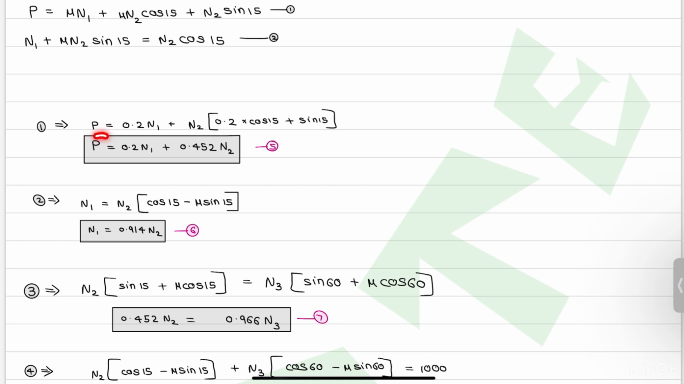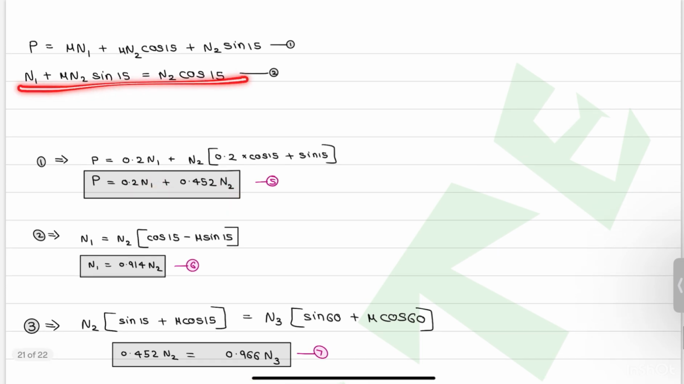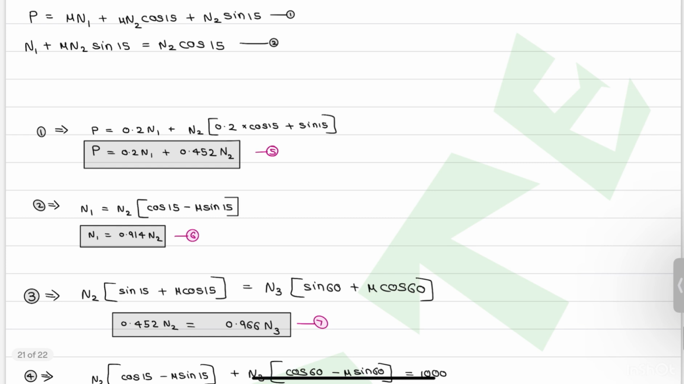To calculate P, we need N1 and N2. From equation 2 we will get a relation between N1 and N2: N1 is equal to N2 times cos 15 minus mu sin 15. Mu is 0.2, so N1 is equal to 0.914 N2. This is the sixth equation. Now moving to the third equation, with N3.